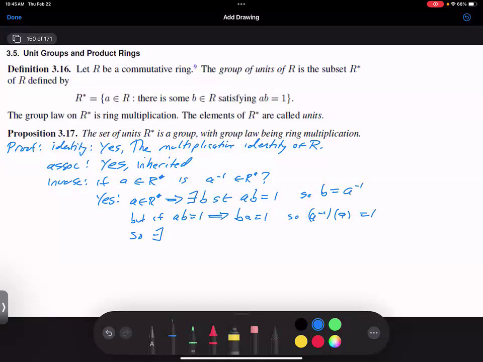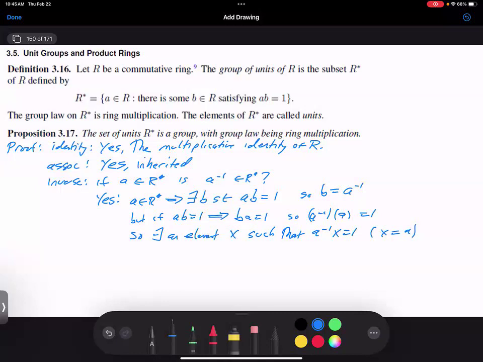So there exists an element, let's call it X, such that A inverse times X equals 1. Just take X equals A. Being a little bit pedantic here, but this does show that we do have the inverse. And the inverse is still going to be in the same set.